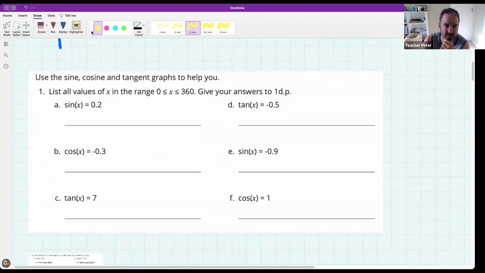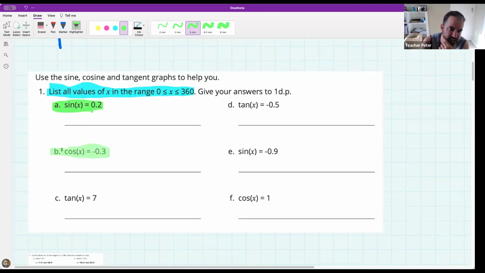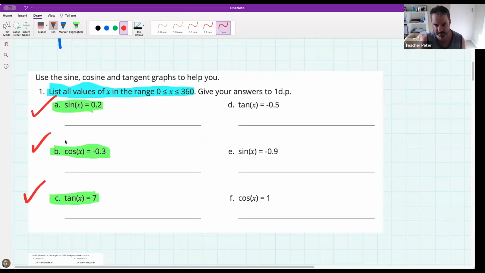So this question says, list all x values in the range 0 to 360. So it basically means find the value of the answers for 0 to 360. And I want you to do it for sine, so for A. I also want you to do it for B. And I want you to do it for C. So I want you to solve these 3 trig equations by yourself using the method I showed you last time.